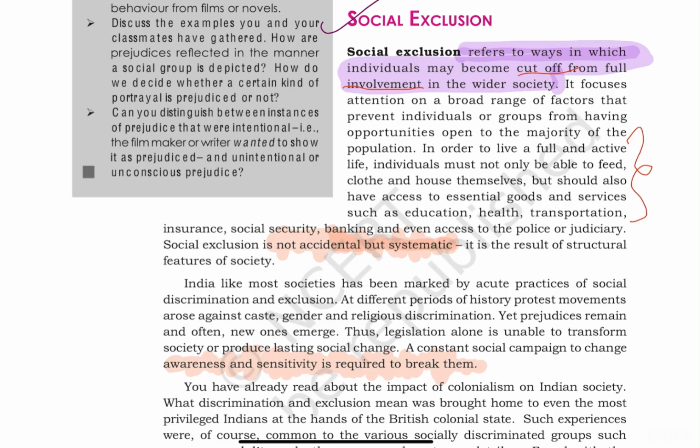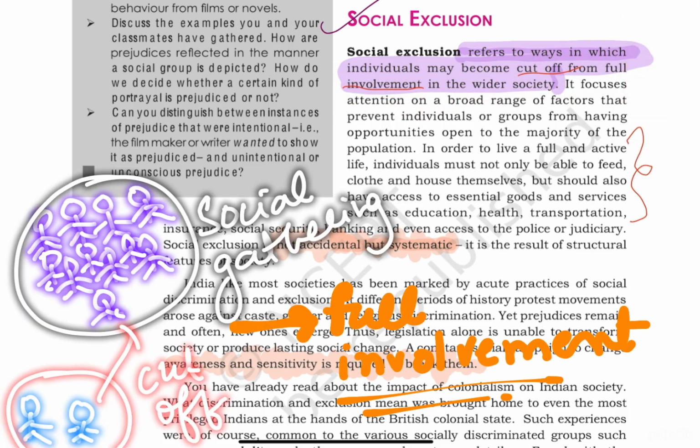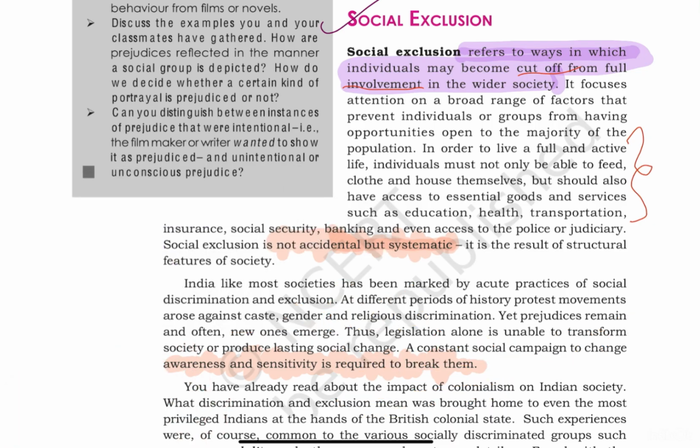So social exclusion refers to ways in which individuals may become cut off from full involvement in the wider society. What does this mean? It means that some people are left out from participating fully in society. They don't have access to things which most people take for granted, for example, jobs, schools, hospitals, banks, legal help, etc. So they are cut off.